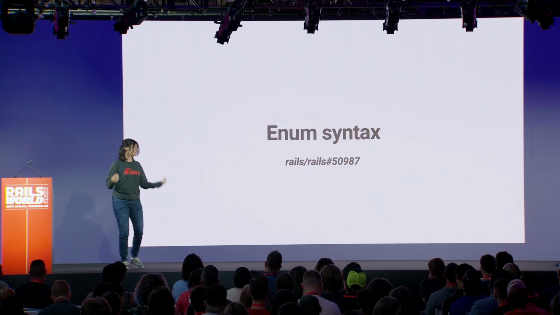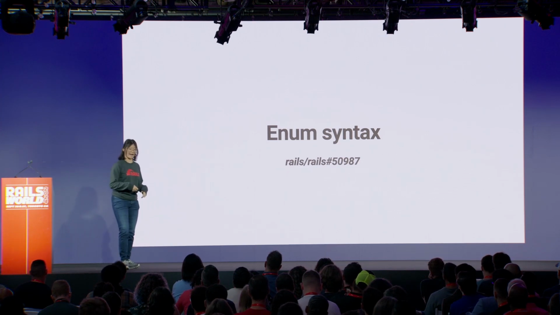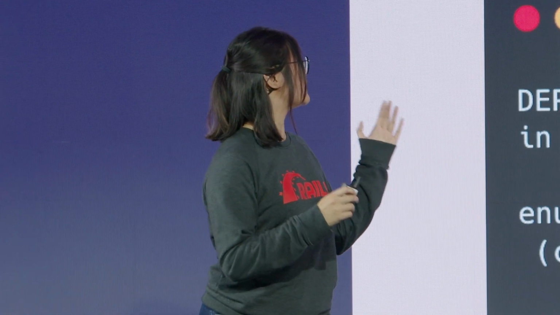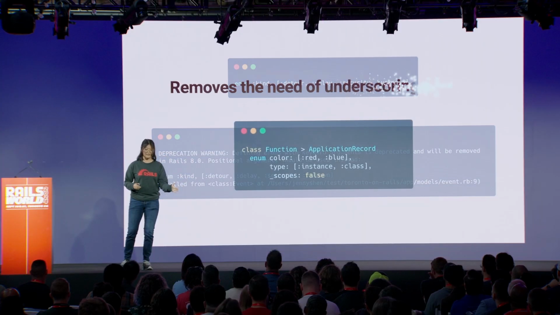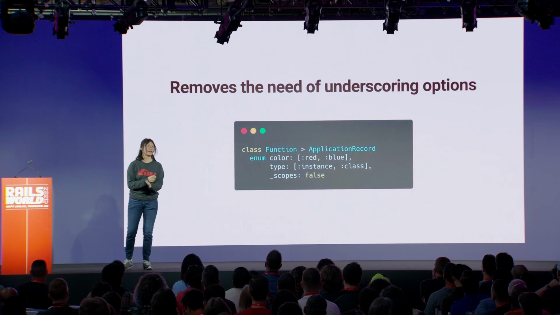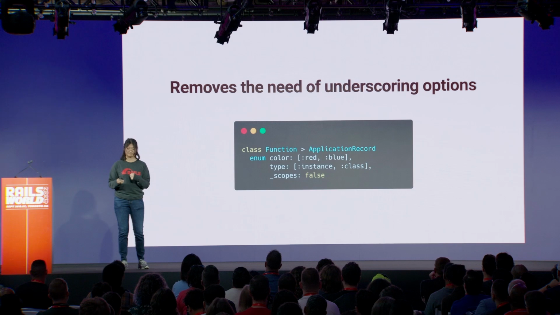The preferred enum syntax has also changed. Now there's a deprecation for using keyword arguments for the name and value, and Rails prefers you to use positional arguments instead. This syntax is better as it prevents requiring underscoring of option arguments to separate enum definitions.